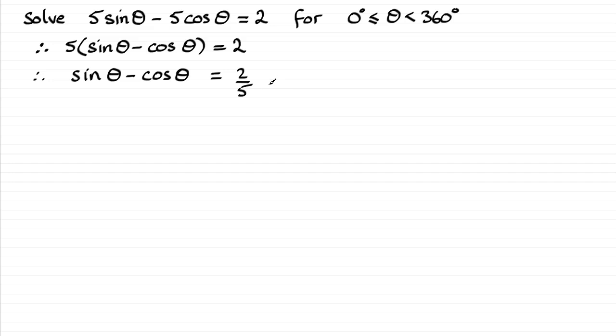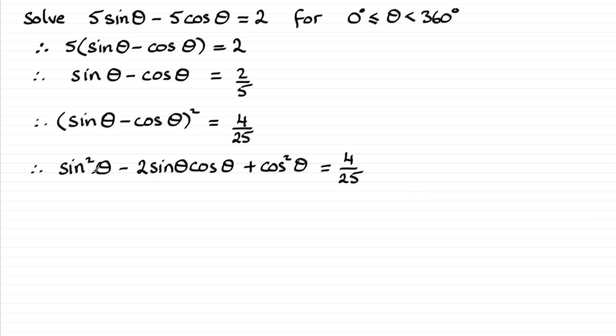If you divide both sides by 5, you're going to get this result. Now I'm going to square both sides. So squaring the left-hand side gives me just sine theta minus cos theta all squared, and squaring the 2/5 gives me 4/25. So I'm now going to square this bracket out in the usual way. We're going to get sine squared theta minus twice the product of these two terms. That'll be minus 2 sine theta cos theta, and then the last term squared. That's going to be plus cos squared theta. So we've got this particular equation.